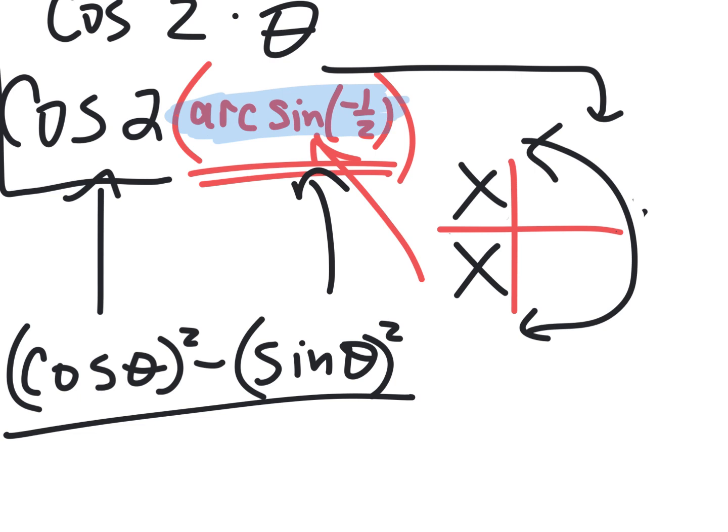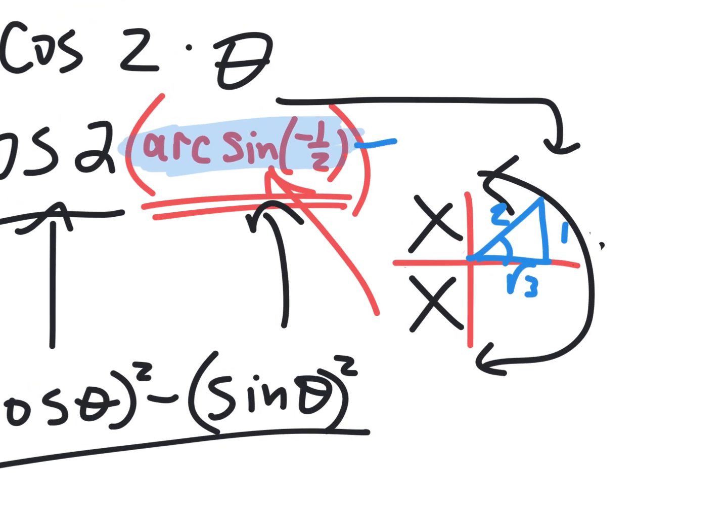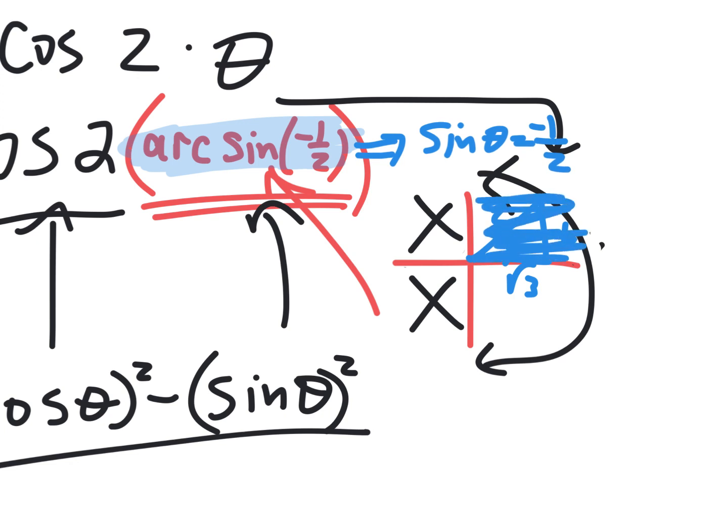First off, you just have to draw yourself little triangles here. Sine is opposite, hypotenuse, square root of 3. Oh yeah, oh wait though. This is where I recommend you always do this. Sine of some angle equals negative 1/2. Sine won't be negative there, so that one's out. So then I draw it down here.